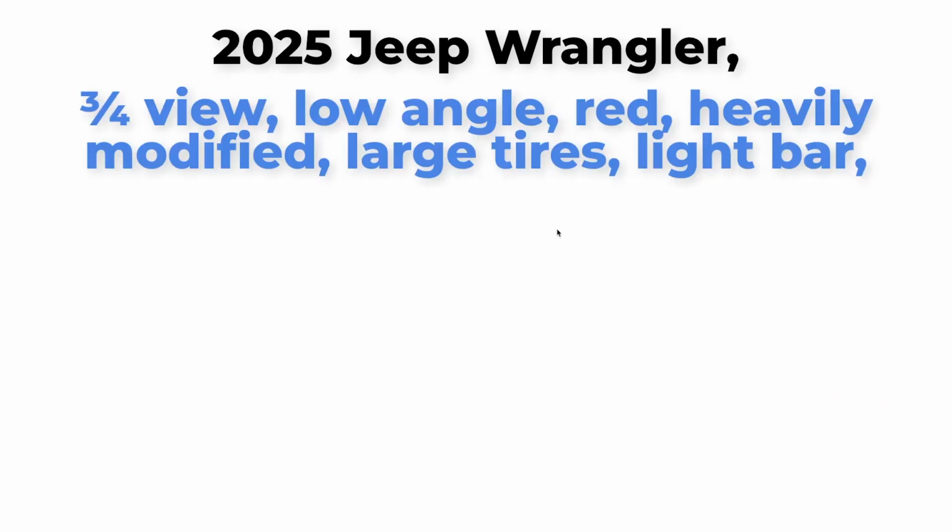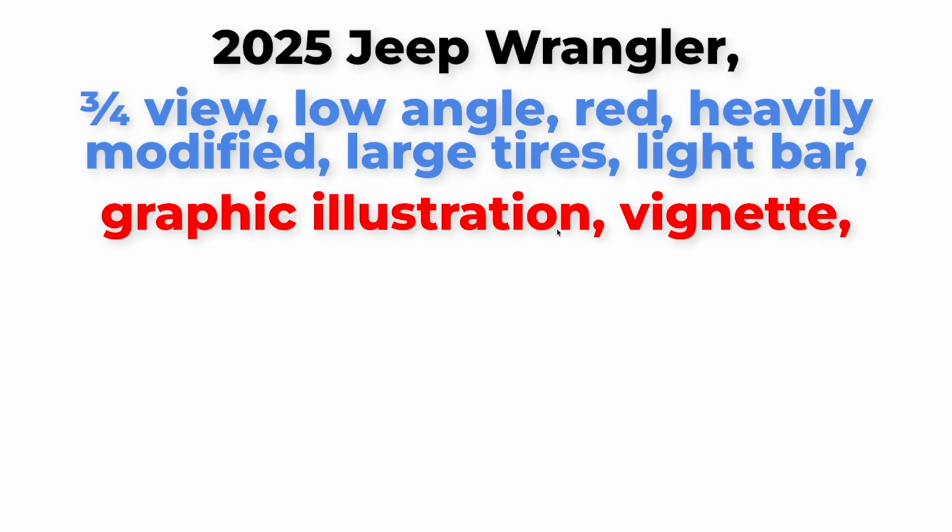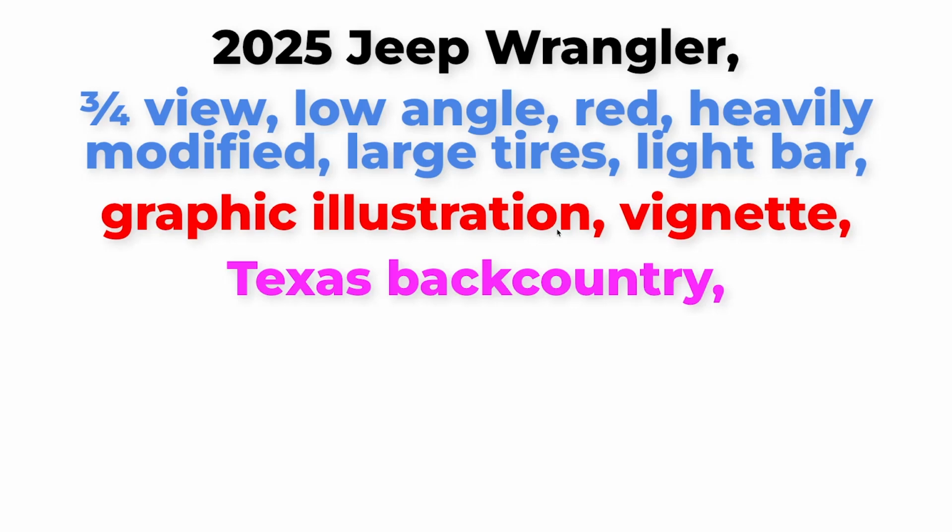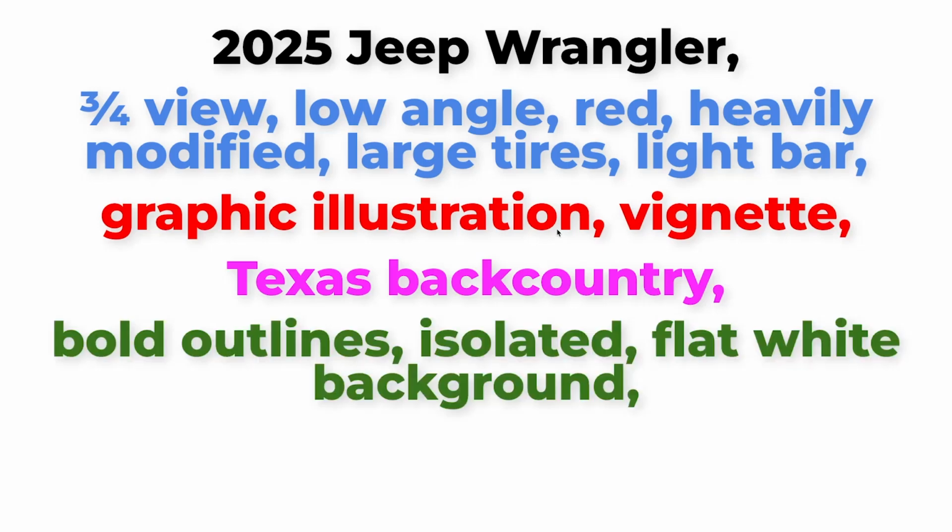So 2025 Jeep Wrangler is the subject. 3/4 view, low angle, red, heavily modified, large tires, light bar are the modifiers to that subject. Graphic illustration, vignette are the art style prompts. Texas backcountry is the context. And bold outlines, isolated flat white background are the details.